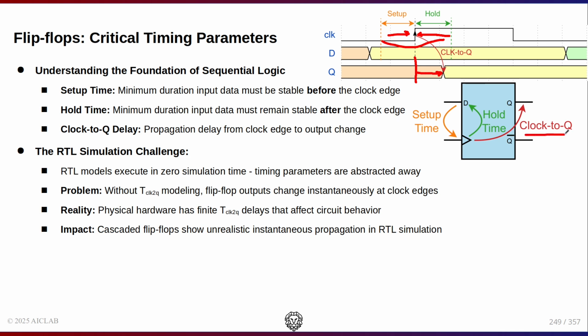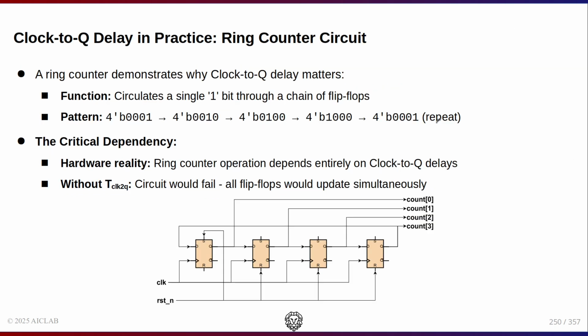Without clock to queue delay, all input and output of the flip-flops change at the same time. It means that we couldn't model cascaded flip-flop in this case. Consider ring counter as an example. The circuit is shown here. As you can see, the output of each flip-flop is connected to the input of the next flip-flop. And the output of the last flip-flop is connected to the input of the first flip-flop.